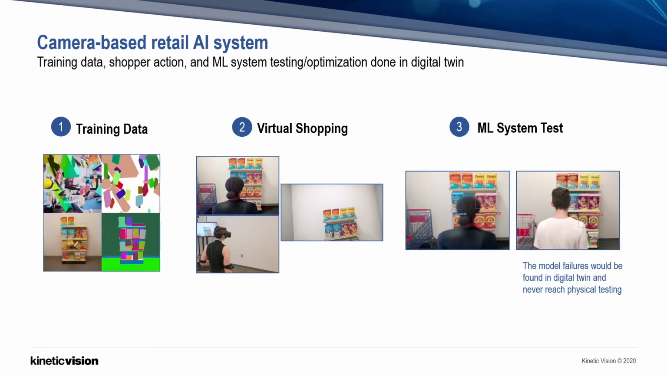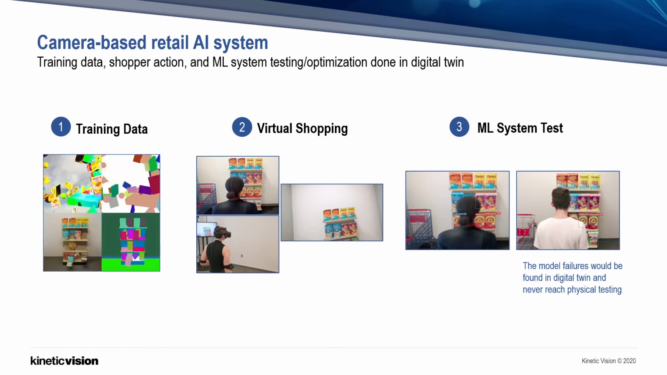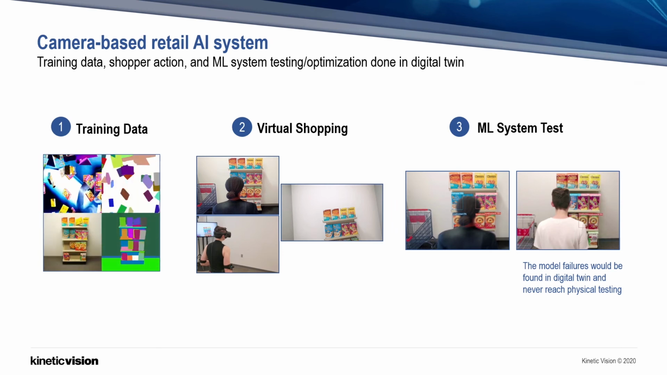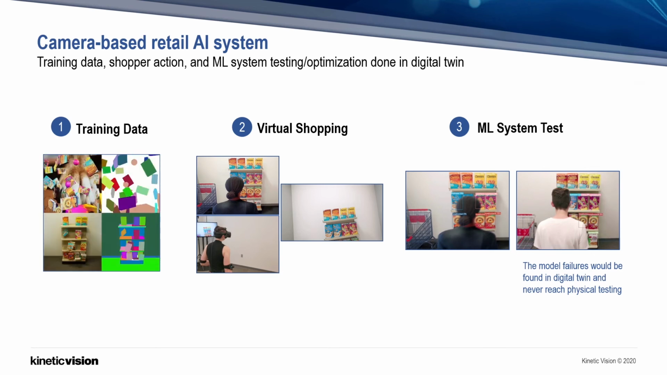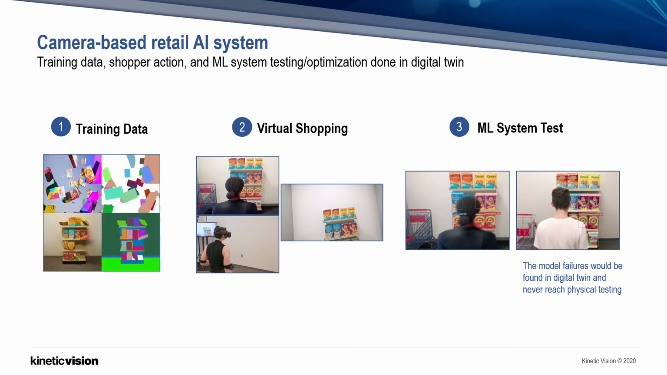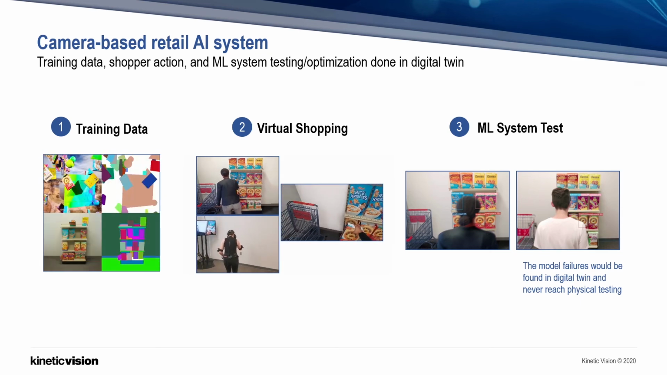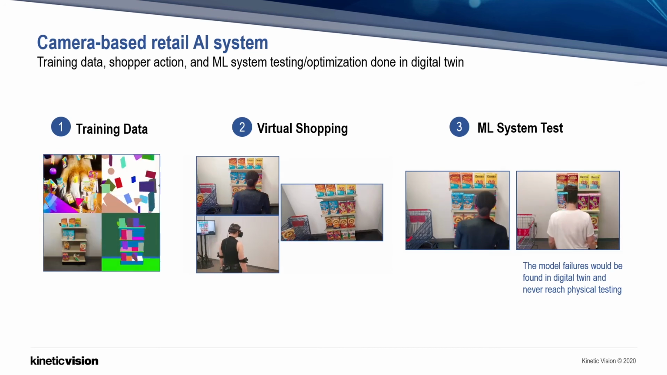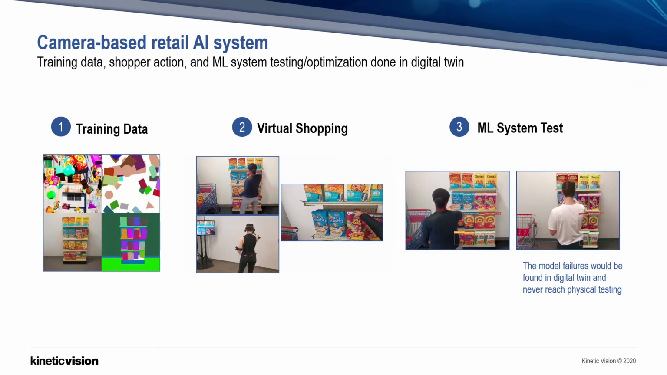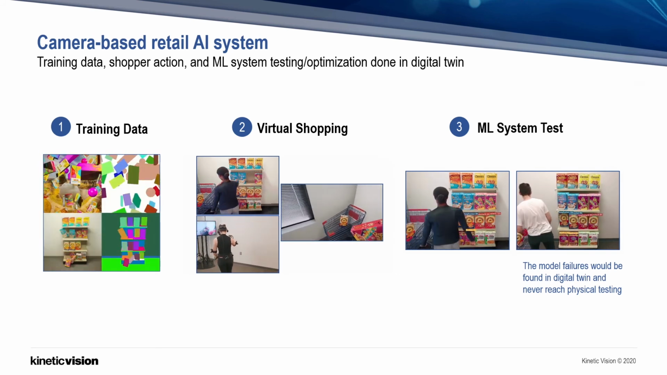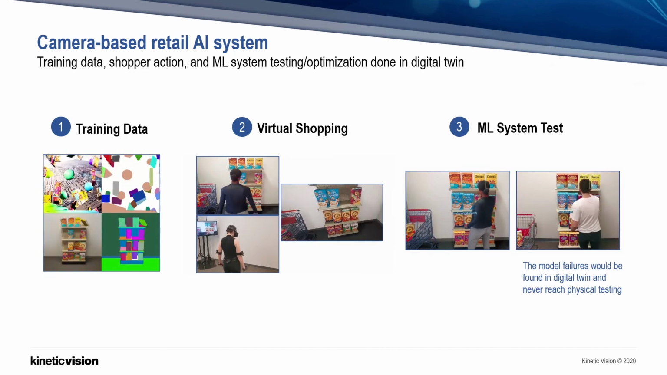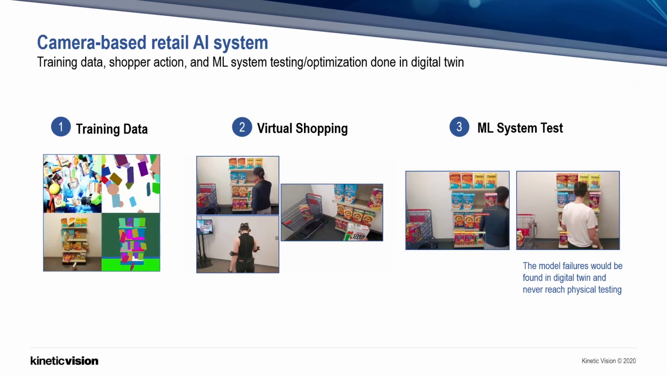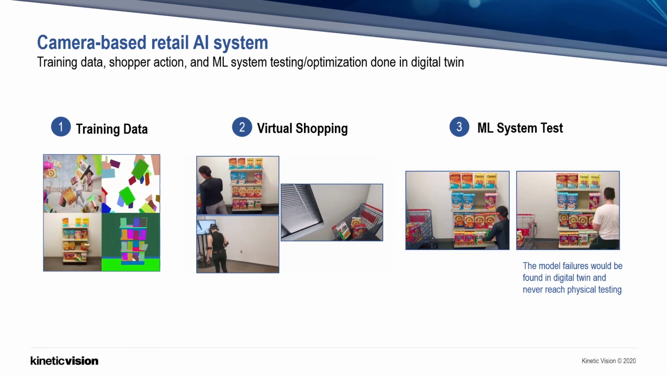In summary, a three-step process was utilized within a true digital twin to train, test, and optimize a retail AI system. First, a synthetic training dataset was created and utilized to train a deep learning model. Next, a virtual shopper avatar, driven by concurrent human motion capture, selected products and placed them in her cart. Finally, the trained model was tested and optimized. Most importantly, the digital twin closely mimicked the physical system performance. A system deficiency was discovered, but it would have never reached physical testing, as it would be identified and remedied within the digital twin.